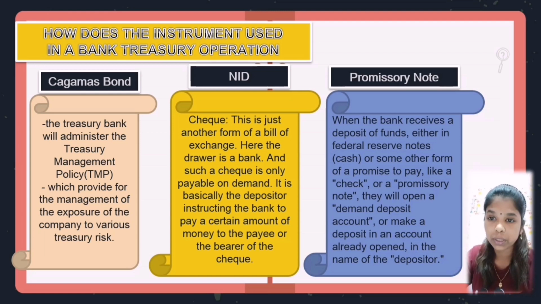And for the promissory notes, when the bank receives a deposit of funds, either in Federal Reserve notes, cash, or some other form of promise to pay, like a check or promissory note, they will open a demand deposit account or make a deposit in an account already opened in the name of the depositor.